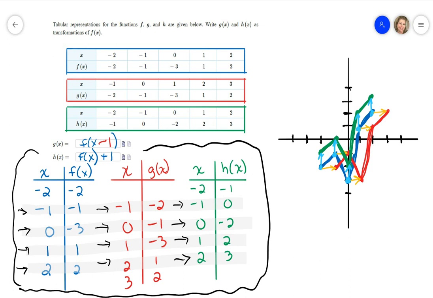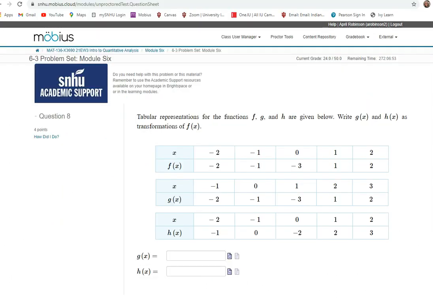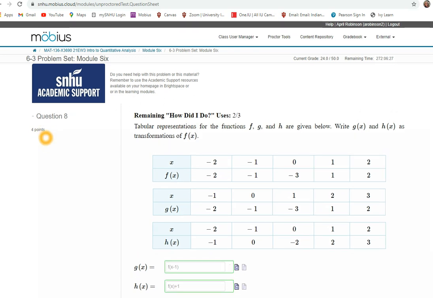So let me go back to Mobius and type in here f of x minus 1 and f of x plus 1. Whoops, lost the f there. f of x. What if it doesn't like these spaces? I'm going to take them out. f of x. Cross my fingers. How'd I do? Yay! Got them right.